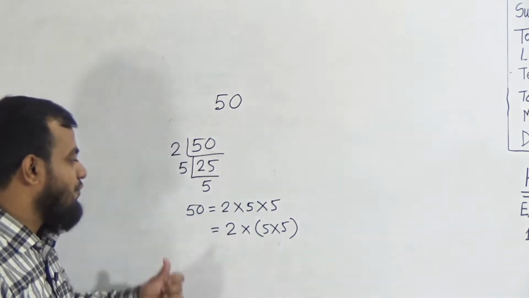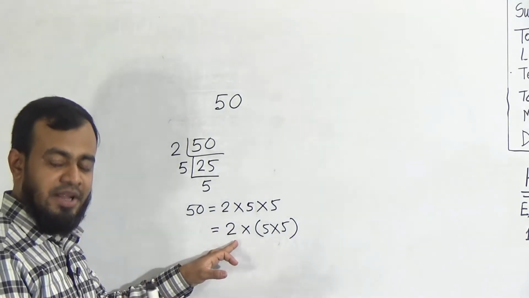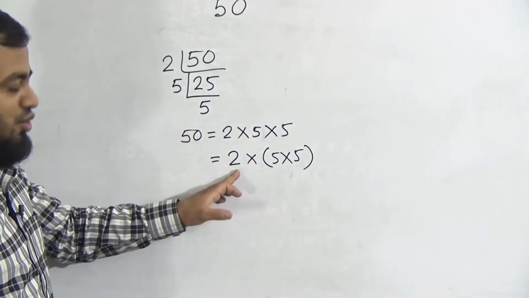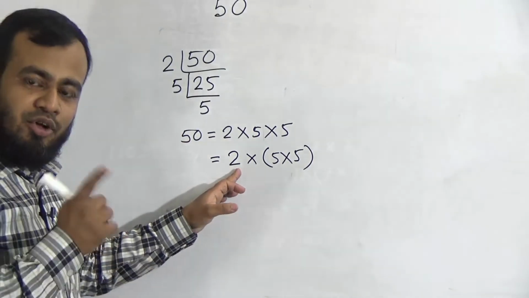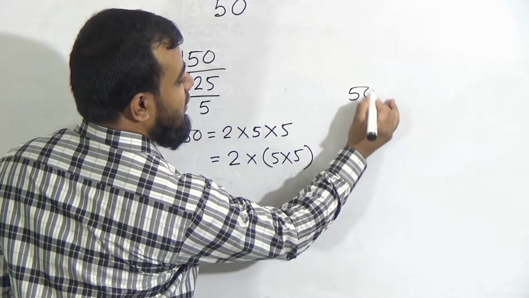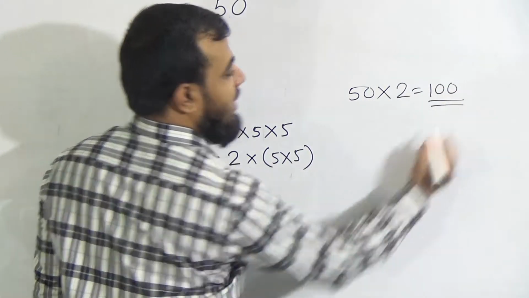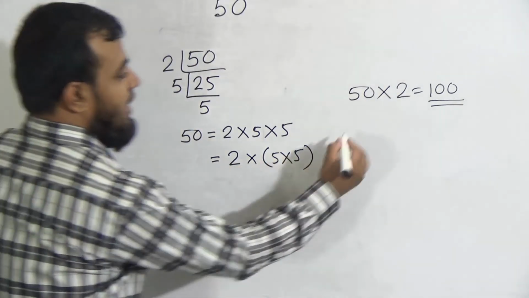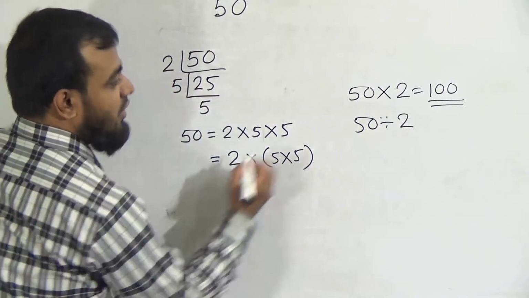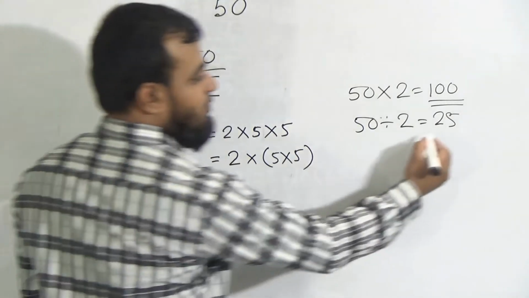That means if we multiply 50 by this 2, then we can get a number, and that number is a perfect square number. And if we divide 50 by this 2, again we get a number, and that number is also a perfect square number. Look, my dear students, if we multiply 50 by this 2, we will get 100. 100 must be a perfect square number. And if we divide 50 by 2, that means this single number, then we will get 25. My dear students, 25 is also a perfect square number.